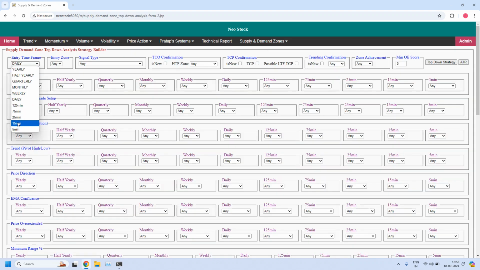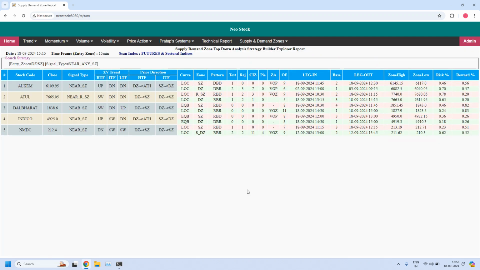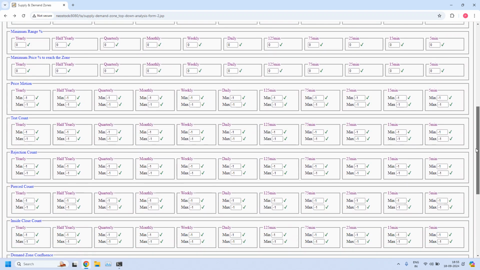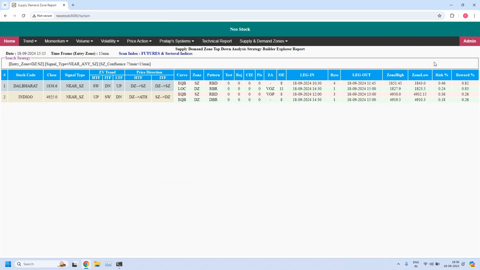Next, for 15 minutes time frame, let us find the stocks near 15 minutes supply zone. 5 stocks are filtered. So let's verify LTF and ITF supply zone confluence. That is 15 minute supply zone with 75 minute supply zone confluence. I am enabling the filter. Let's verify. So these 2 stocks are having ITF confluence. That is, 15 minute zone is part of 75 minute zone.